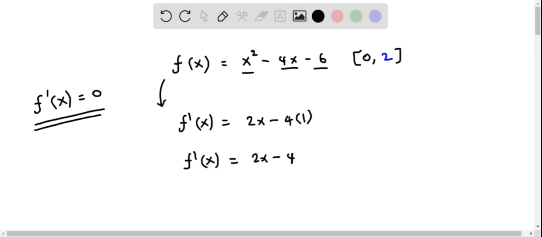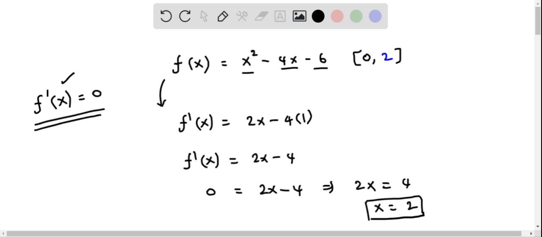Now we have to set up f prime of x equal to 0 and solve for x. So I replace f prime of x with 0, and this gives 0 equals 2x minus 4. From this we can solve for x. So 2x equals 4, and x equals 4 over 2, which is 2. So this is the critical point of the function in this interval.